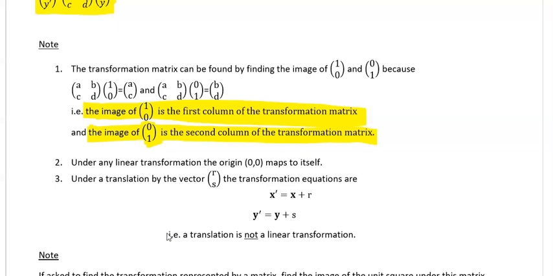Another key point is that under any linear transformation, the origin 0, 0 maps to itself. So under a translation by a vector r, s, the transformation equations are x dash equals x plus r, y dash equals y plus s. If you put 0, 0 into this, the 0 for x will become 0 plus r, so r, and putting in the 0 for y, your new y will become 0 plus s, so s. So 0, 0 has not been mapped to the origin again. Therefore, a translation is not a linear transformation.